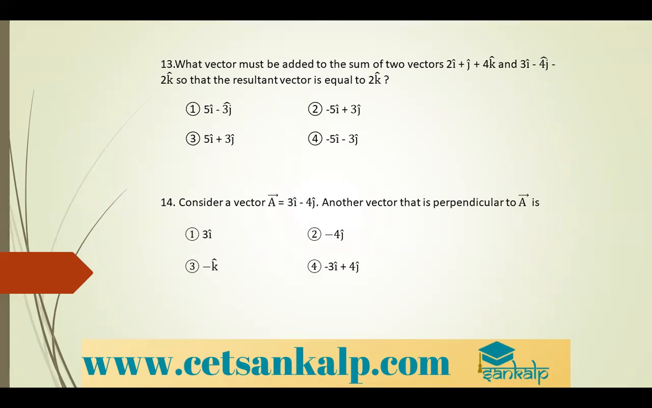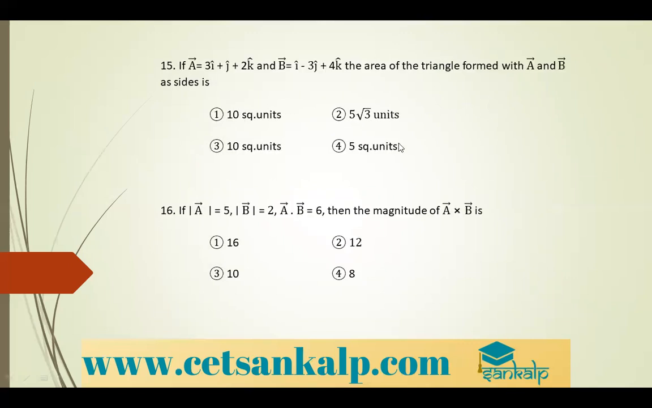Okay. So next is, what vector must be added to the sum of two vectors so that the resultant vector is equal to 2k, they are asking. So now, generally, what do you need? You need R, correct? So what is R? So R is equal to, because initially that is what we have to do.